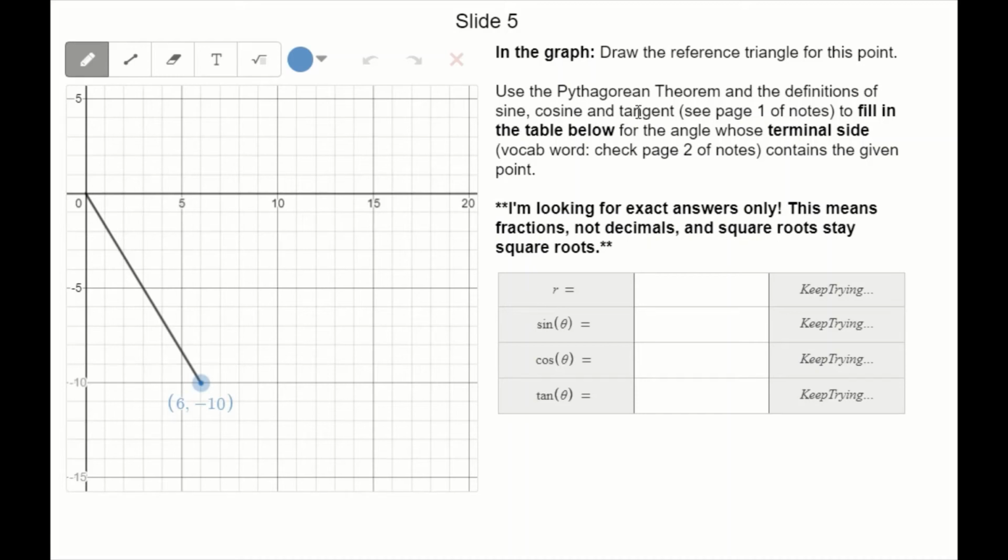So we're going to do the same thing again. This time we're down in the fourth quadrant, so it's going to change the line we draw a little bit, but otherwise it's going to be the same process.